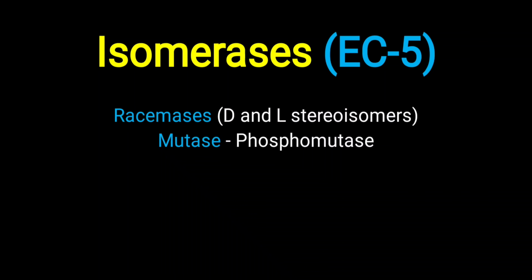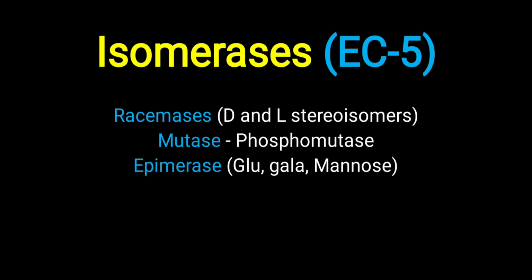Furthermore, mutase, that is phosphomutase, is also considered a part of the isomerases. Simply, 2-glycerophosphate to 1-glycerophosphate. So just moving of a phosphate molecule from the second position to the first position is called phosphomutase. So it belongs to the class of isomerases.